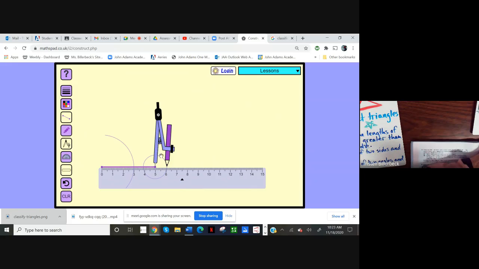Well, what if we actually use 2? So let me stretch that out, and we'll undo that one.